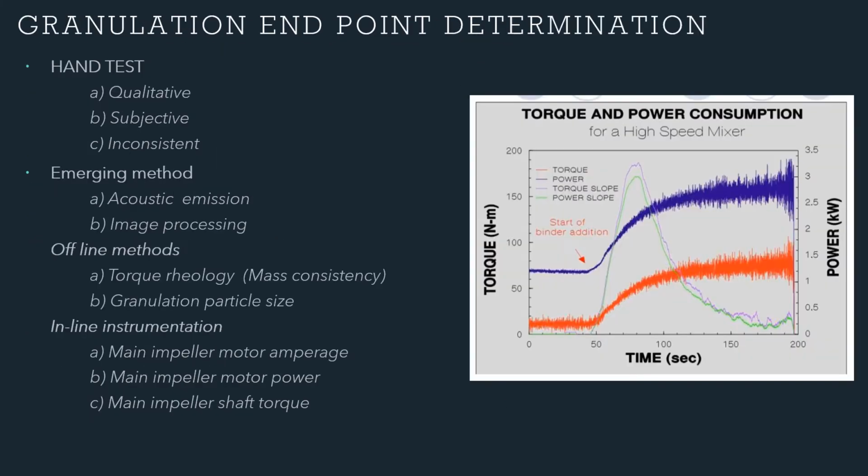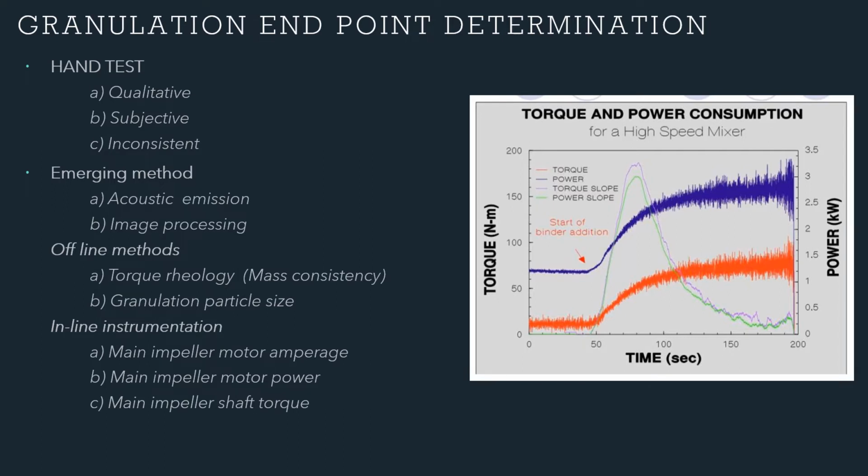For granulation endpoint determination, there are various methods by which we can determine the endpoint. Like the hand test, which is a routinely used, earlier-used method. By hand test you can determine your endpoint, but it is an inconsistent and subjective method.